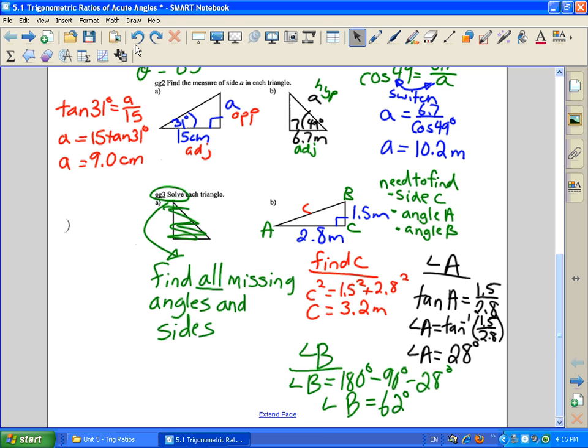Now, I will let you know, folks, if you take a different approach here, for example, say you use angle A to find C, and then maybe either use the cosine or the sine ratios to help find C.